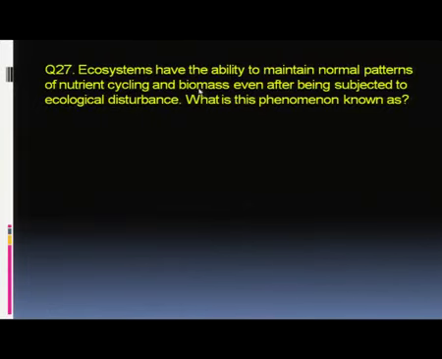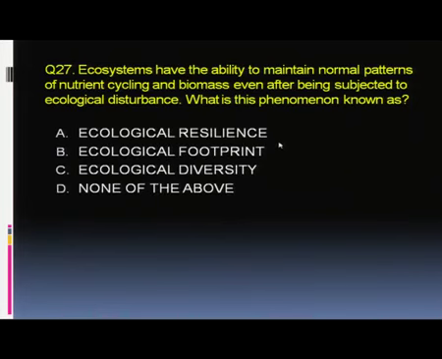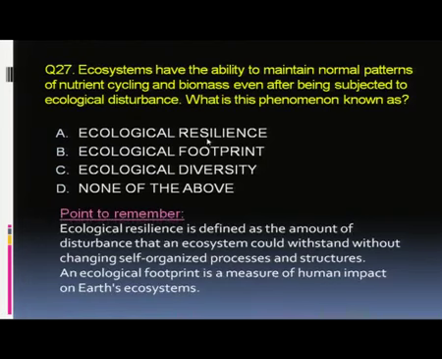Next question: ecosystems have the ability to maintain normal patterns of nutrient cycling and biomass even after being subjected to ecological disturbance. What is this phenomenon known as? A. Ecological resilience, B. Ecological footprint, C. Ecological diversity, or D. None of the above. The ability to maintain normal patterns of nutrient cycling and biomass, that means to withstand adverse conditions, and the commonly used term for it is resilience, and when it is connoted in reference to an ecosystem, it will be ecological resilience. So, the correct answer is A.